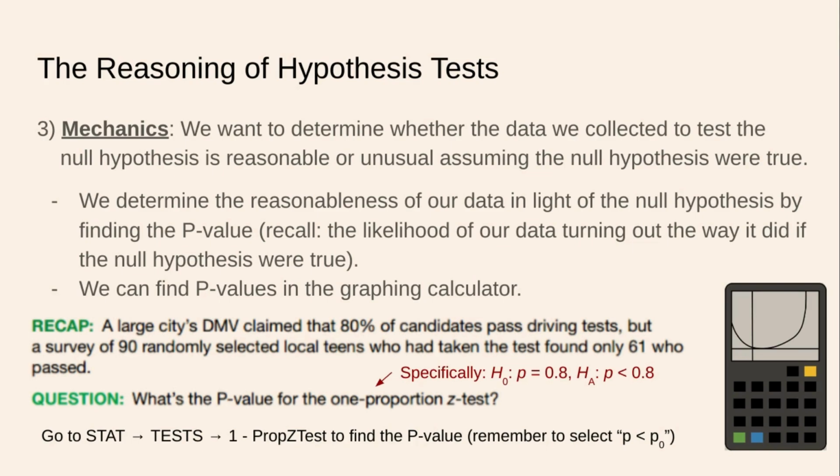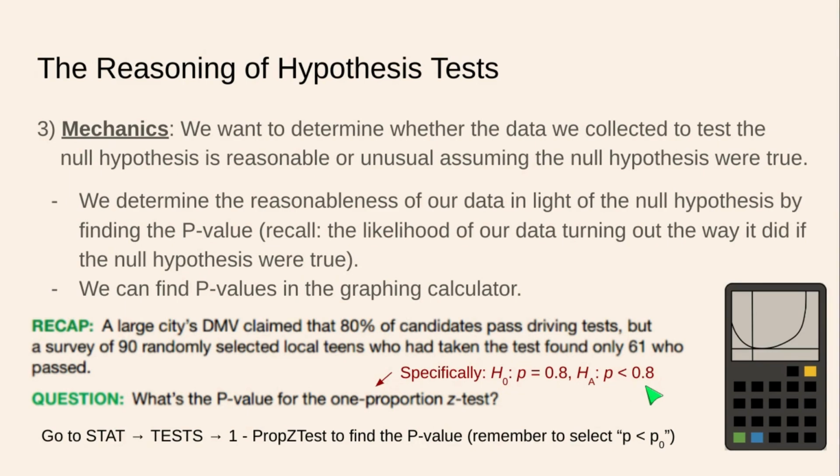So here's when we're going to get the p-value in the graphing calculator. A large city's DMV claimed that 80% of candidates passed driving tests, but a survey of 90 randomly selected local teens who had taken the test found only 61 had passed, so just shy of 70%. What is the p-value for the 1 proportion z test? All right, now to recall, our hypotheses are H0, null hypothesis, p equals 0.8, H sub A, alternative hypothesis, p is less than 0.8, okay?